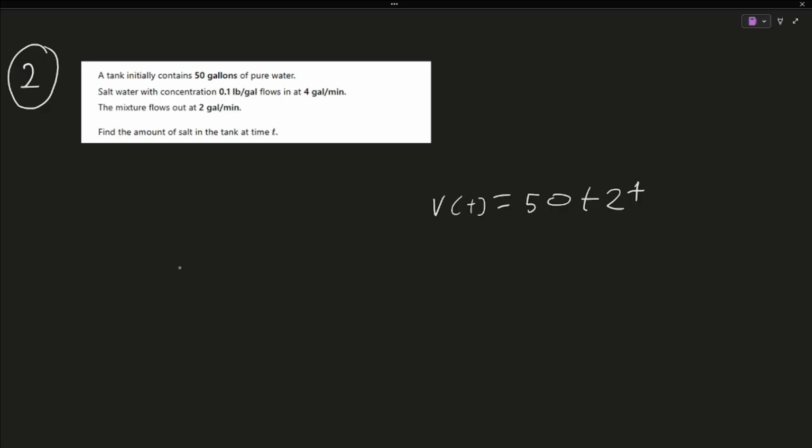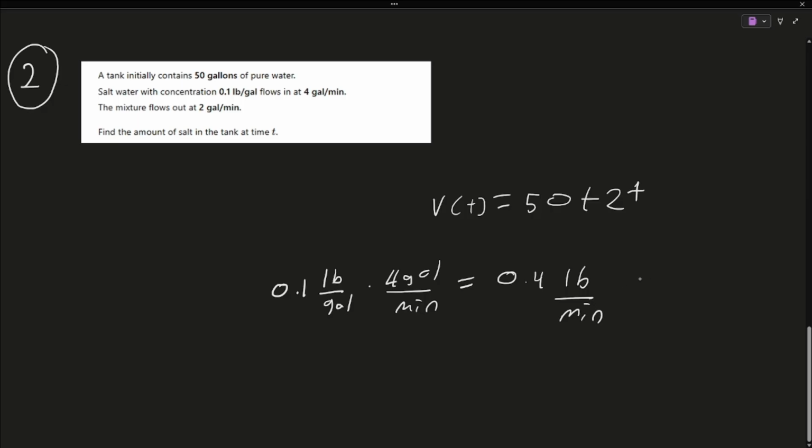problem. So initially we have 0.1 pounds per gallon of salt, and it flows in at 4 gallons per minute. Okay, 4 gallons per minute, and this means that we're going to have 0.4 pounds per minute flowing into the tank. And what flows out is 2 gallons per minute, and we don't know how much salt. It's just a mixture flowing out.